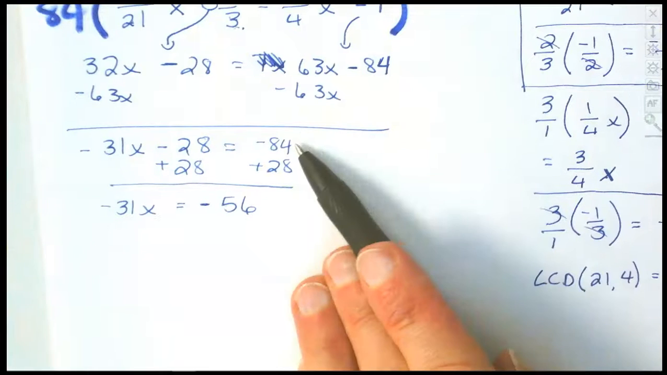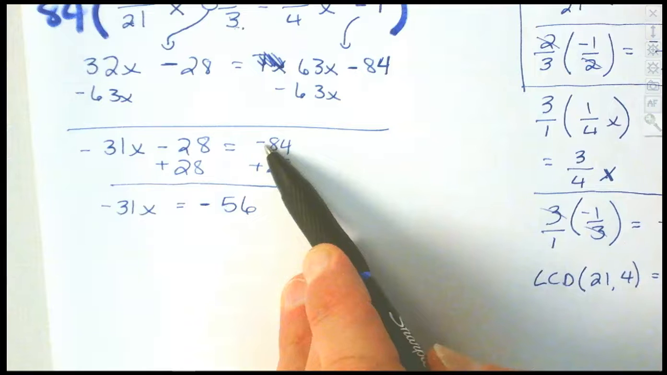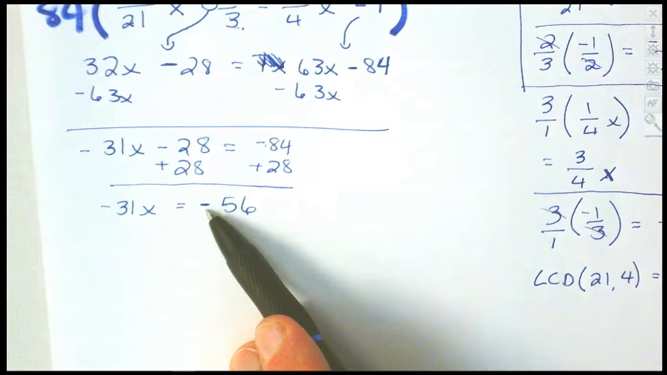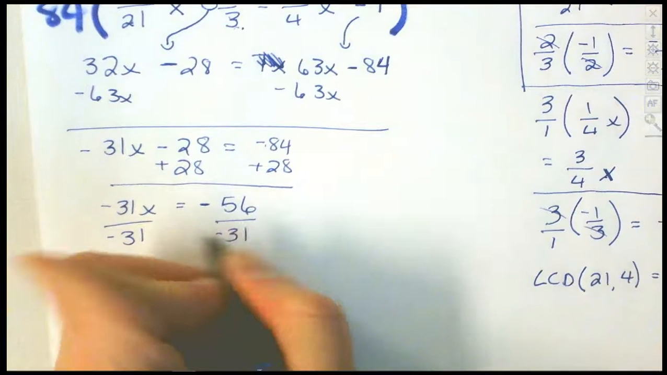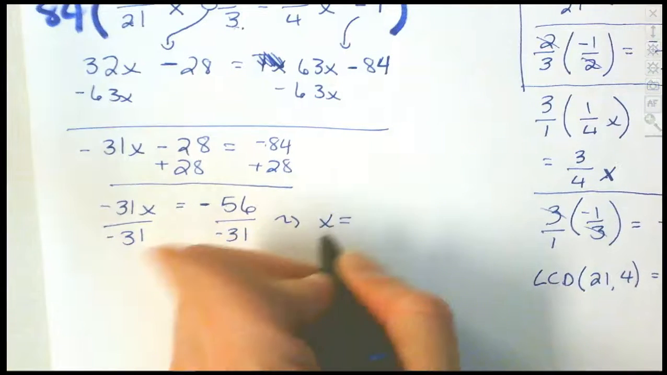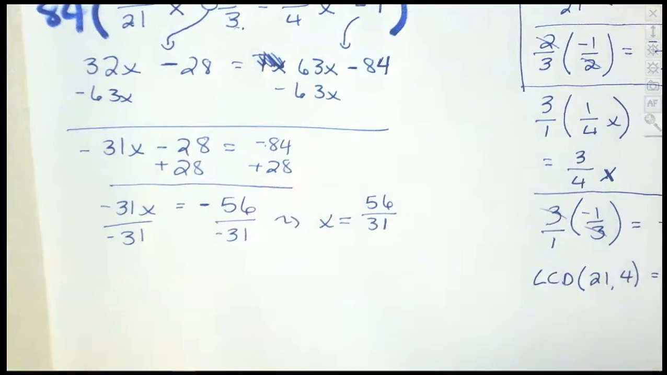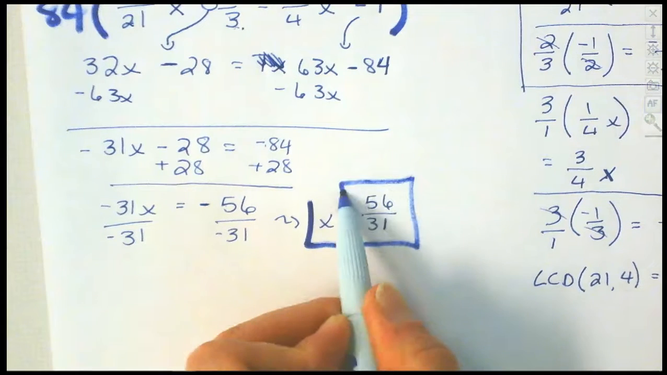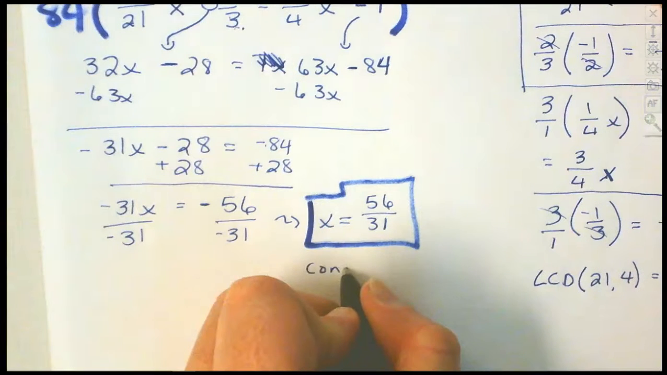Why? Because 84 is the larger number. And what's the sign of the larger number? Negative. So that tells me my answer over here has to be what? Negative. Now what can we do? Divide by your negative 31. Negative over negative makes it then a what? Positive. And that's going to be 56 over 31. And I don't think that's going to reduce down at all. Yep, nothing goes in there. So that's going to be now your final answer. And what type of equation is this? We got an answer. So this would be a conditional equation.